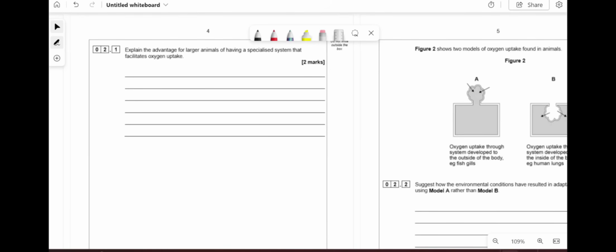Explain the advantage for larger animals having a specialized system that facilitates oxygen uptake. So if you think of a prokaryote, like a bacteria, they're just chilling there. Oxygen can easily get in through here and it can leave through their cell membrane.